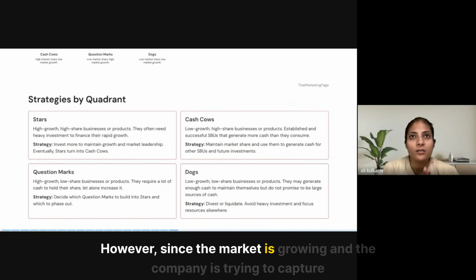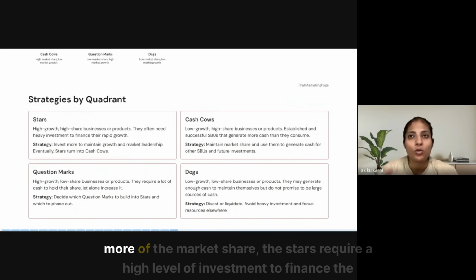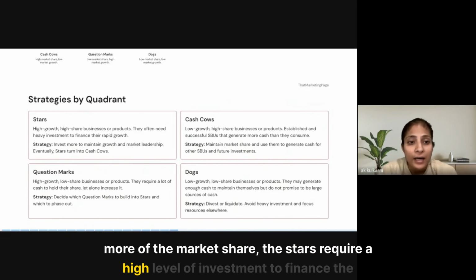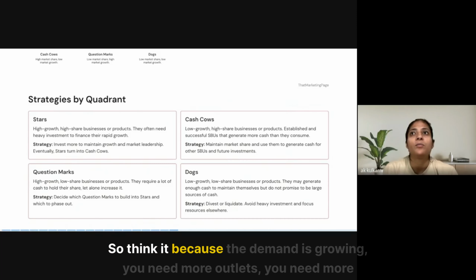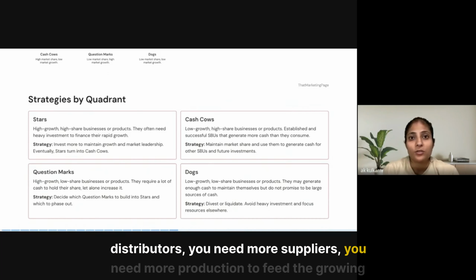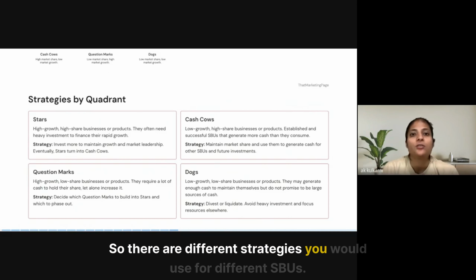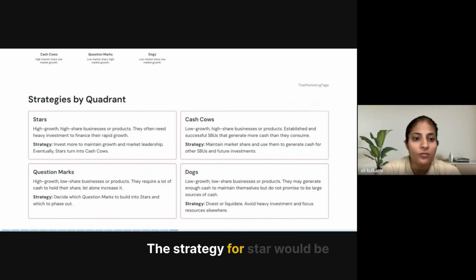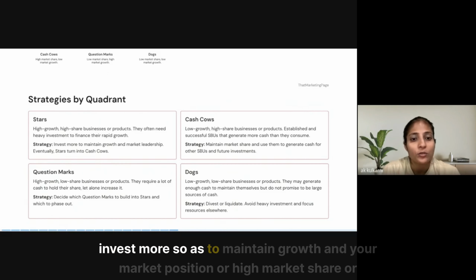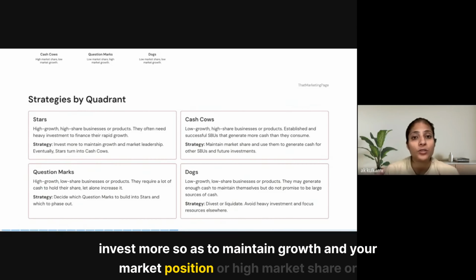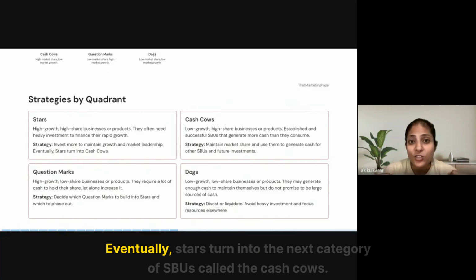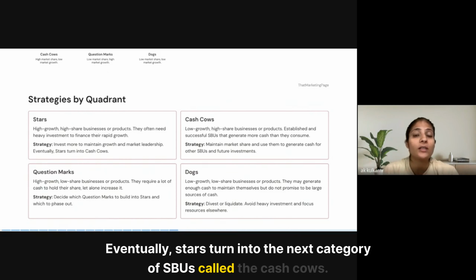However, since the market is growing and the company is trying to capture more of the market share, the stars require a high level of investment to finance the growth. So think of it this way: because the demand is growing, you need more outlets, you need more distributors, you need more suppliers, you need more production to feed the growing demand. So there are different strategies you would use for different SBUs. The strategy for stars would be to invest more so as to maintain growth and your market position, a high market share or market leadership. Eventually, stars turn into the next category of SBUs called the cash cows.